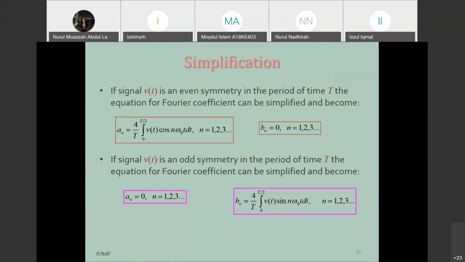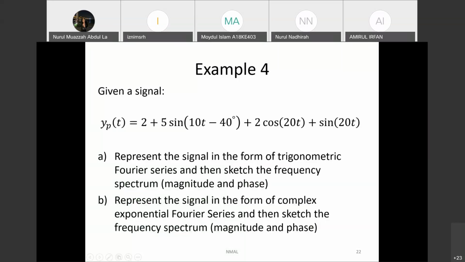Any questions? Any question I need to know? Okay, we can proceed. I hope Amirul Irfan is speaking on behalf of all of you. Maybe questions after the example. Alright, for example, I just put one example here because it would take a long time otherwise. But it's okay.